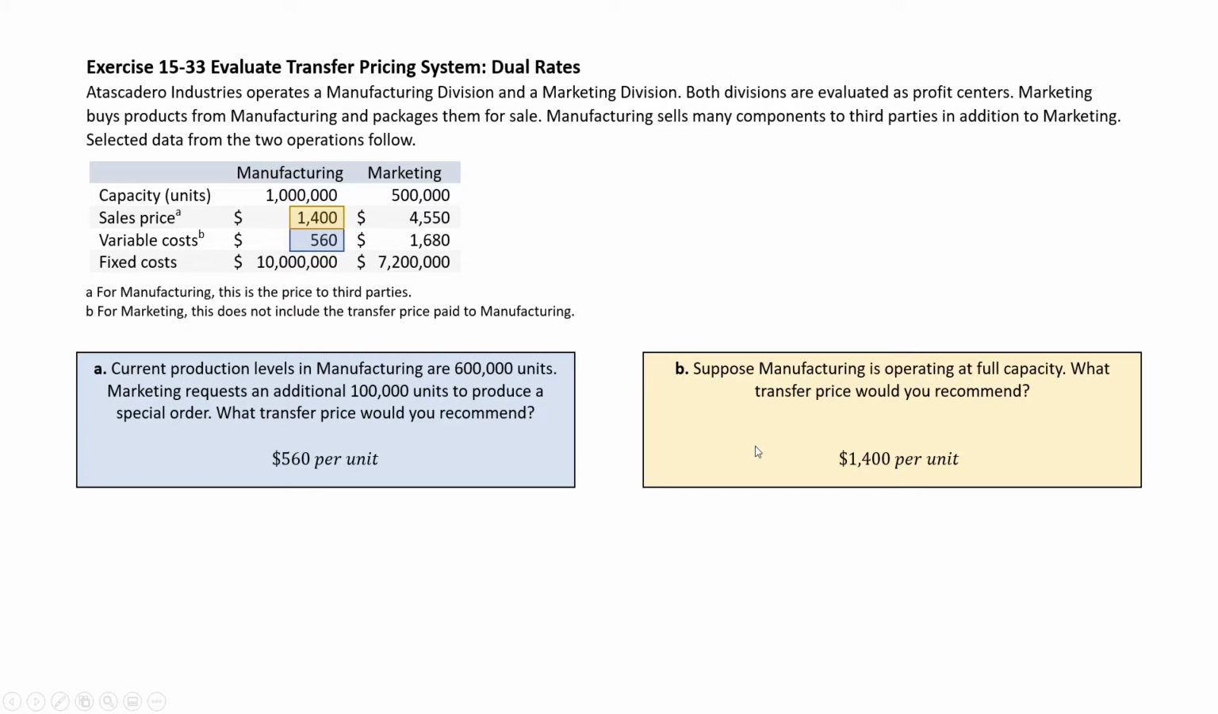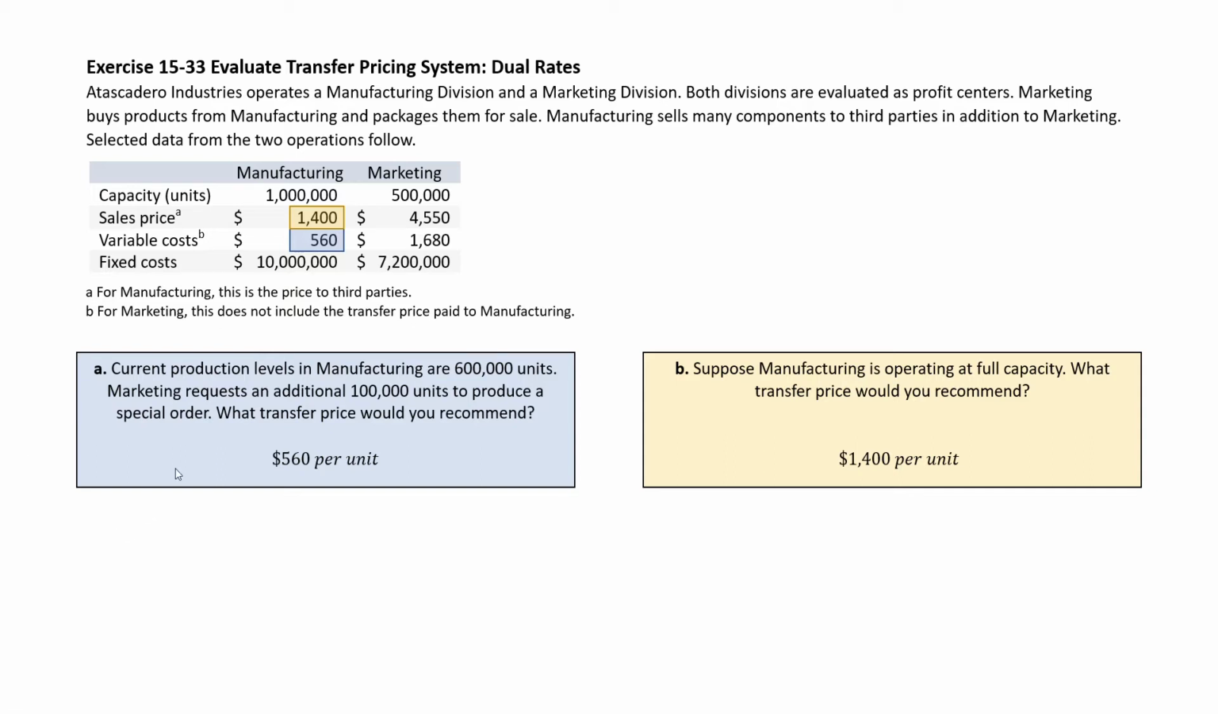And the reason why is to take that business now and give that to marketing, manufacturing is going to have to turn away third-party business at $1,400. So it makes sense, if they're going to turn away a third party, they're going to demand the same price of $1,400.